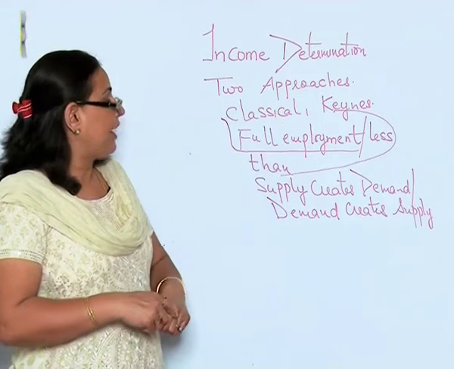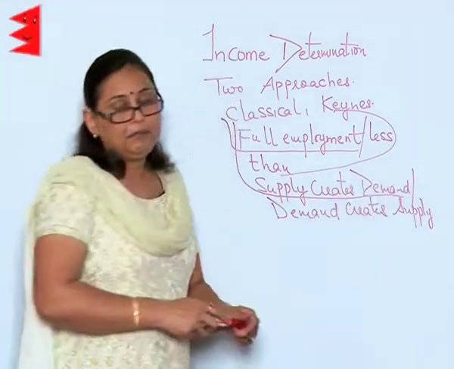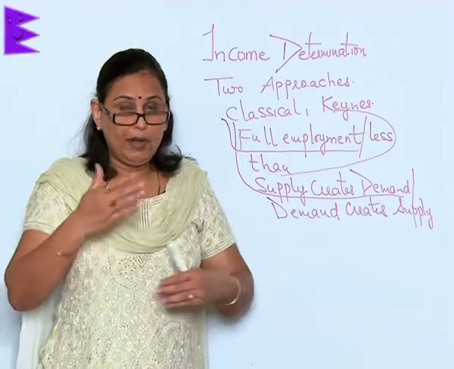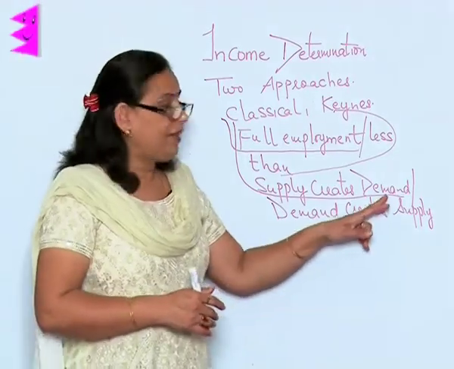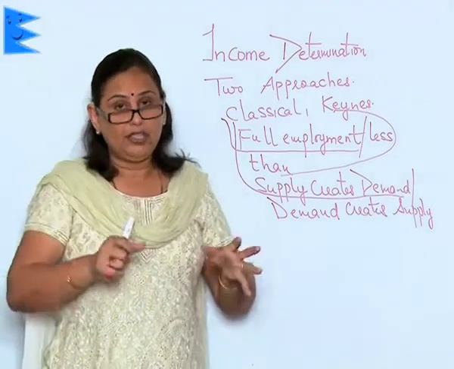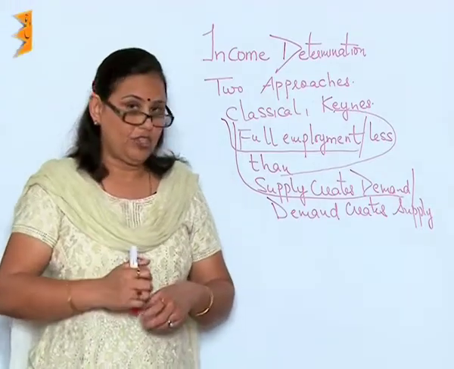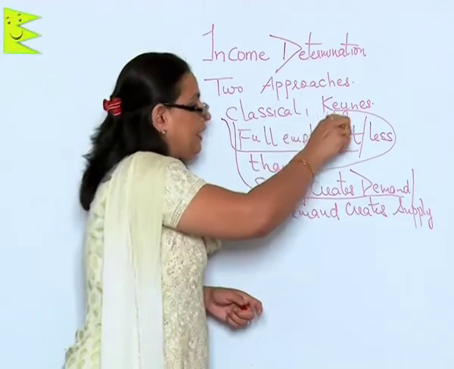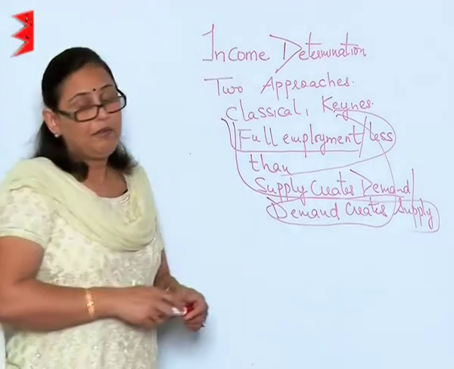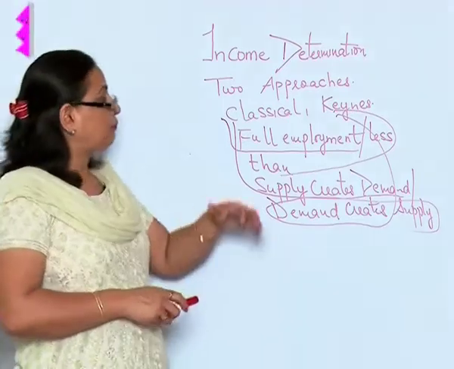Next, the classical theory emphasizes that it is supply which creates demand. That is to say that if there is supply of a commodity, it automatically will bring about the demand in the market, which means there should be production, there should be full employment, there should be great stress on production. But Keynes believed that it is demand which creates supply. That is to say, we must know how much we require and how much we have to produce.